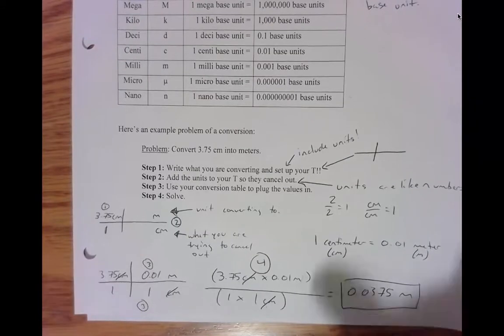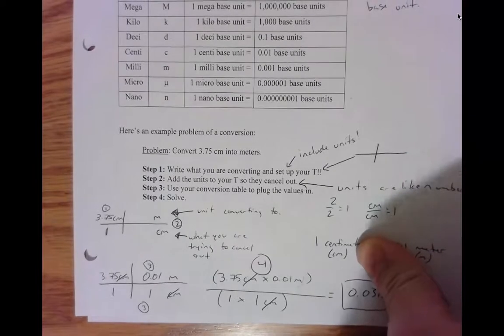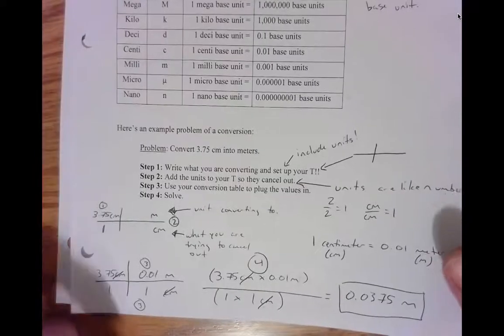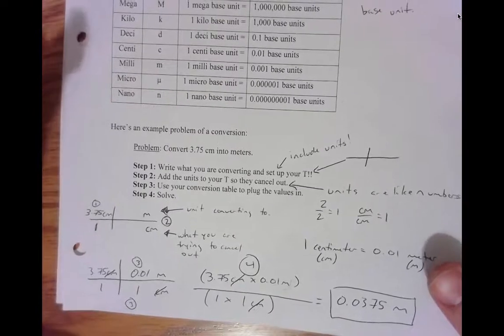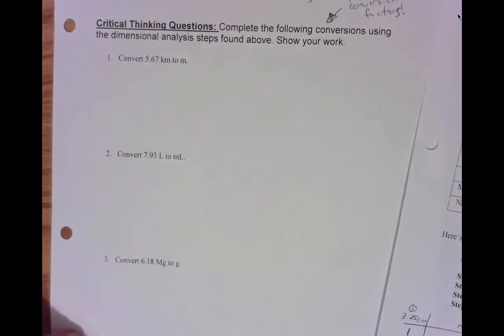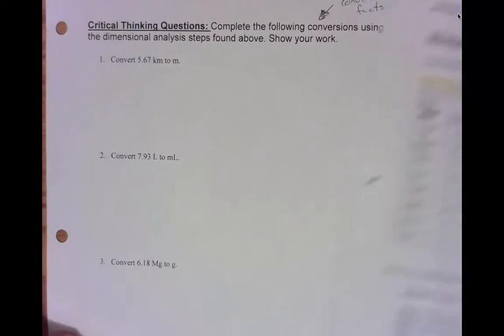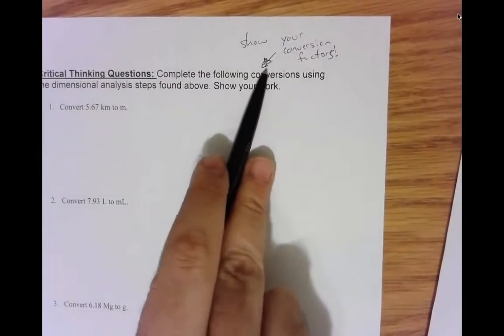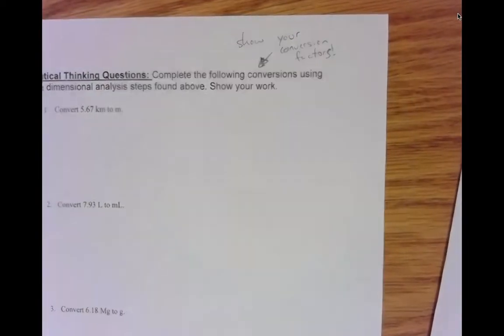So, I hope that helped. I know that this is a little bit different, but what I would like you guys to do is take these steps that I just went through and try to answer these 3 questions right here. Use the table to find the conversion factors. Remember, you have to show your conversion factors. Write them out. I'm going to be looking for the conversion factors when I check this. And remember, it's important that you just attempt the problems. And then if you have any questions when you come to class, you'll be able to ask me.